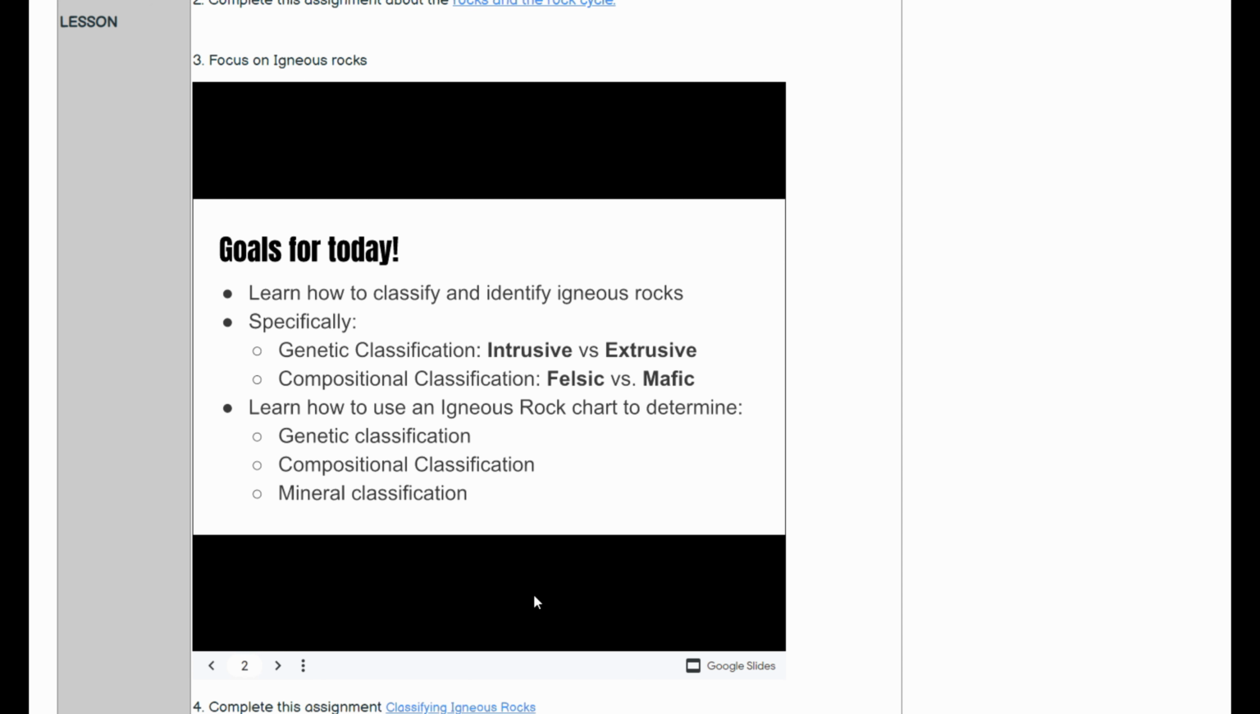So we want you to know the genetic classification of intrusive versus extrusive. You don't need to know that it's called genetic classification. You just need to know the difference between the two and what their characteristics are. And again, felsic versus mafic, you don't need to know its compositional classification, but you do need to know the properties of each. And then learn how to use the Igneous Rocks chart to find classification, composition, all of that.